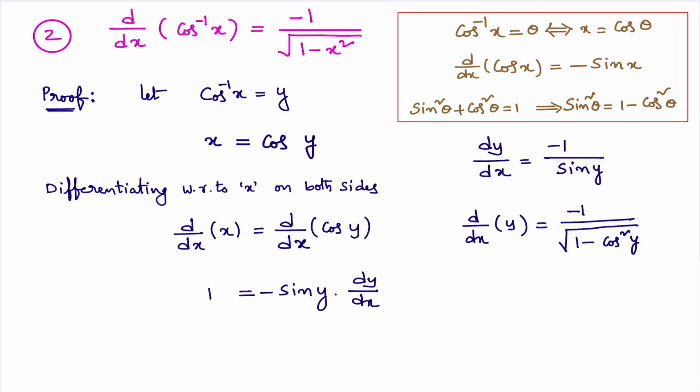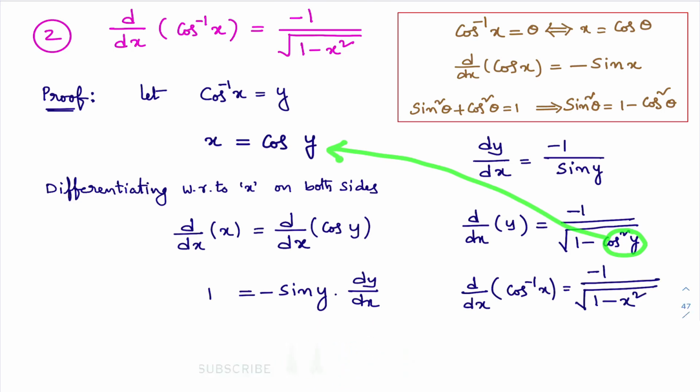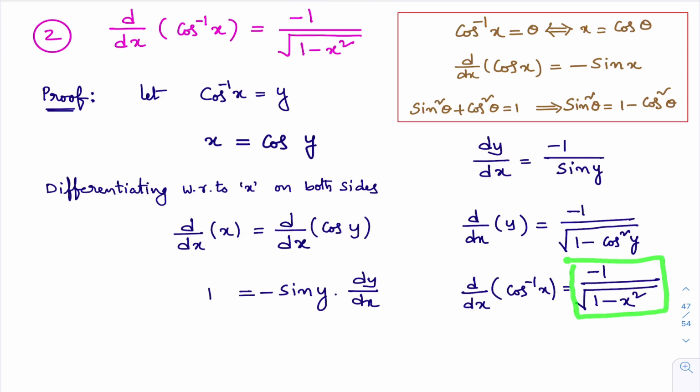See further, d by dx of what is y? In the beginning only, I took cos inverse x as y. So what I'll do now, in place of y, I'll write cos inverse x because I know y is cos inverse x. So d by dx of cos inverse x I got. See here, cos square y means cos y whole square. See here, what is cos y? Cos y is x. So cos y whole square is x square. So in place of cos square y, you can write x square. So finally, I got derivative of cos inverse x with respect to x is minus 1 divided by square root of 1 minus x square.